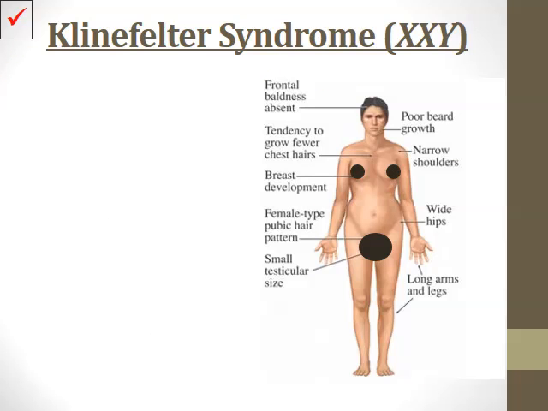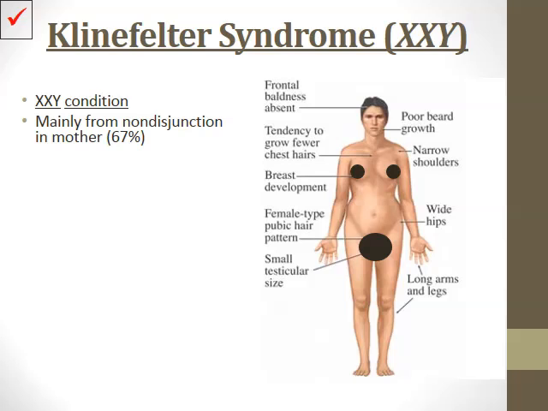We also have a syndrome called Klinefelter syndrome, also known as XXY. We know that XX results in a female, whereas XY results in a male. But what if we have 2 X's and a Y? This is the XXY condition. This occurs mainly from non-disjunction in the mother. So instead of the mother giving 1 X chromosome, she accidentally gives 2.